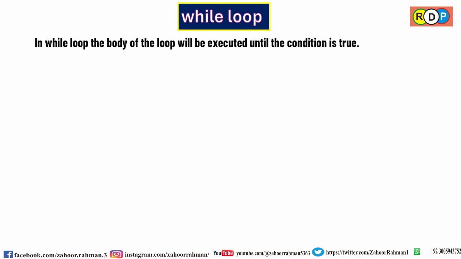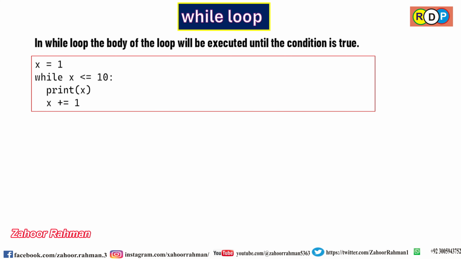In today's lecture, we will talk about the second primitive loop that is called while loop. The body of the loop will be executed until the condition is true. Let's directly write a program: x is equal to 1, and that is a counter variable whose value is 1. This particular line is called initialization, and this is the testing condition, and this is the incrementation.